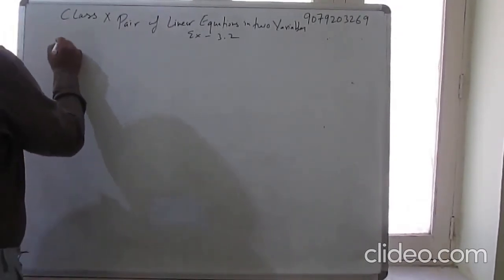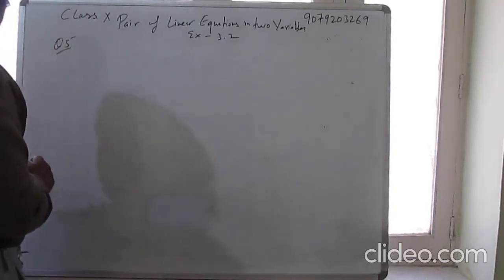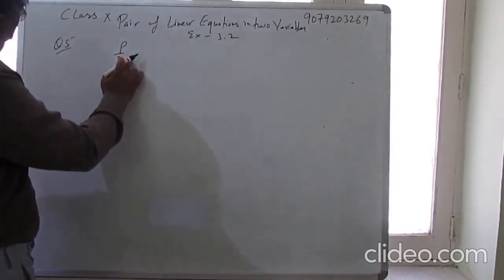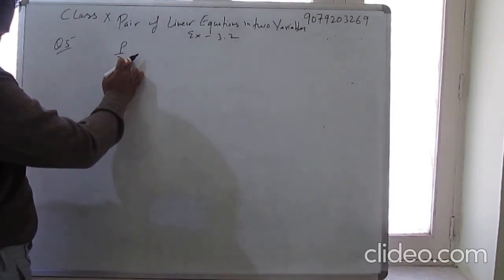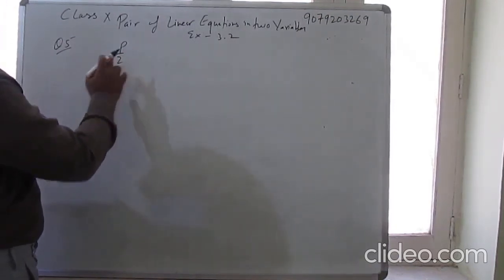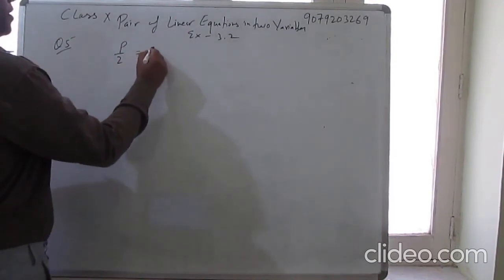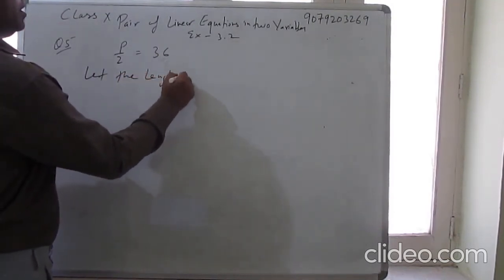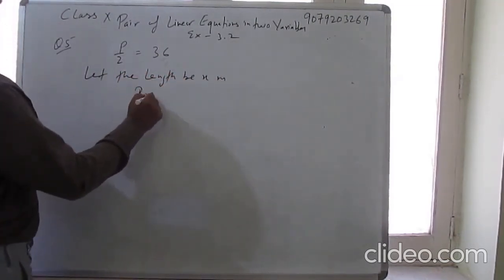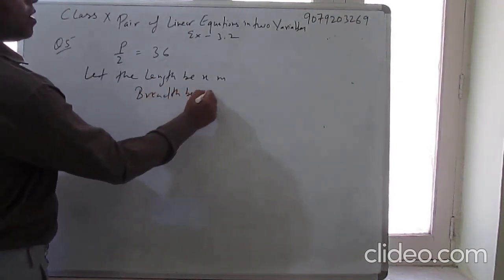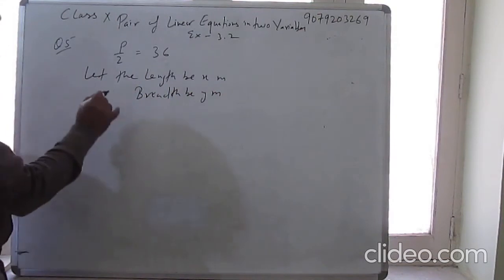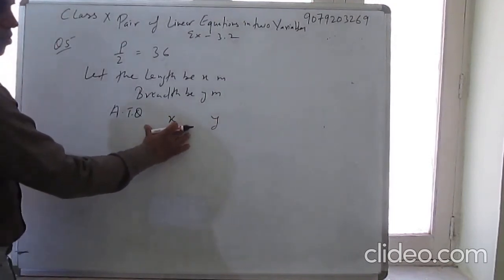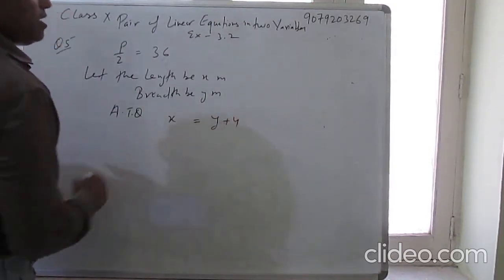Question 5. Half the perimeter of a rectangular garden whose length is 4 meter more than its width is 36. Find the dimensions of the garden. Half the perimeter of the rectangular garden is 36. Let length be x meter, breadth be y meter. Now according to the question, here it is length, here it is breadth. Length is already 4 more. We can add 4 to the breadth side and equate the equation.